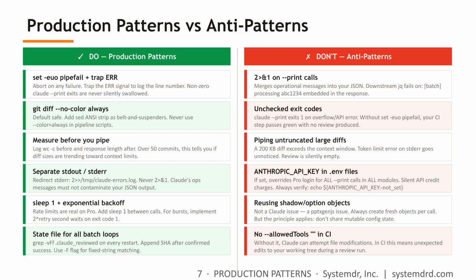On the don't side, the red column, 2>&1 on print calls. Just covered this. Don't do it. Unchecked exit codes, the silent CI pass failure. You now know the consequences. No --allowedTools with an empty string in CI. Without this, a vague review prompt can trigger file modifications in your working tree. In CI, this can trigger pre-commit hooks and create confusing downstream failures. Keep this slide bookmarked. The first time you're debugging a broken pipeline, the answer is almost always in the red column.